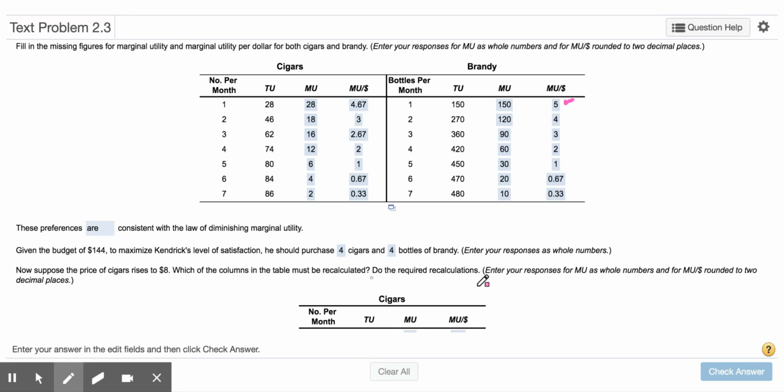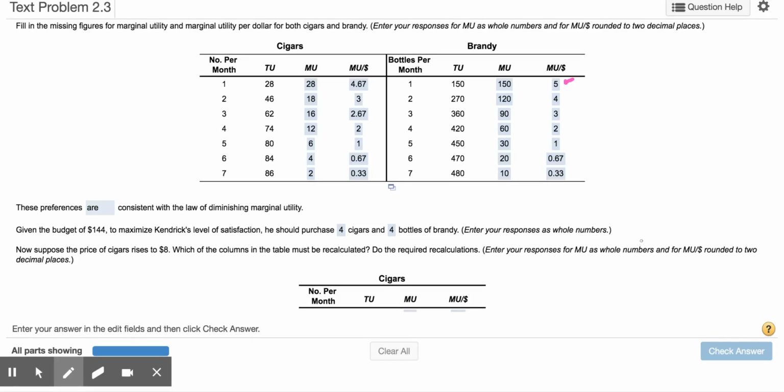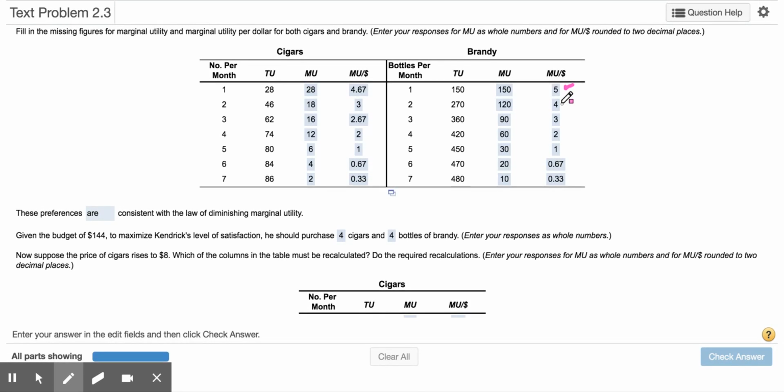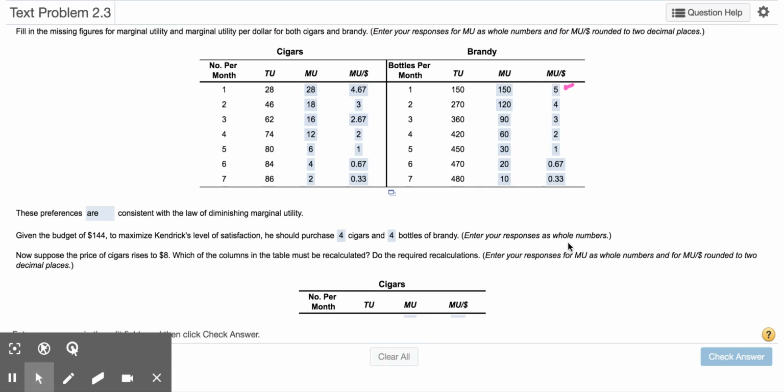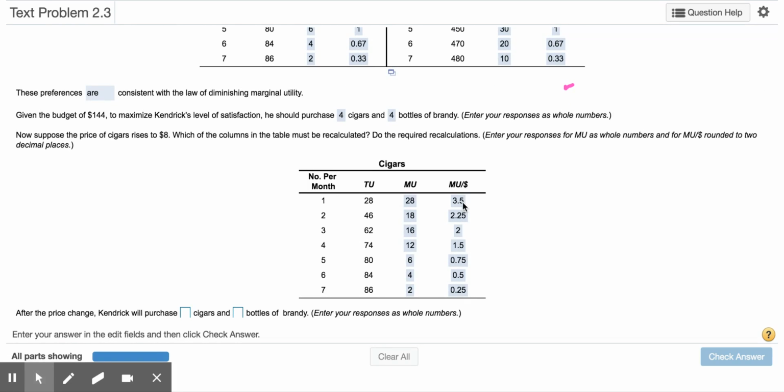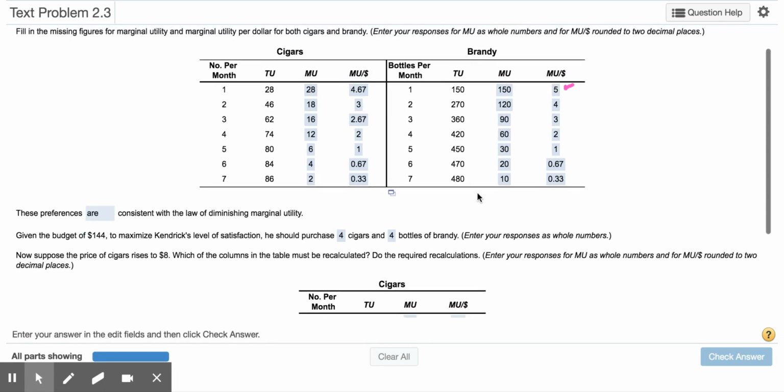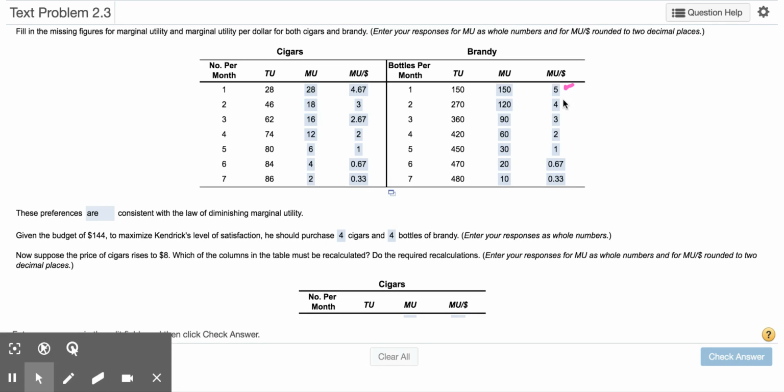And then should he buy another unit? Well, we give him 4 utils per dollar. If he, on the other hand, decides to spend it on cigars, we give him 3.5. So of course, he should spend it on brandy.